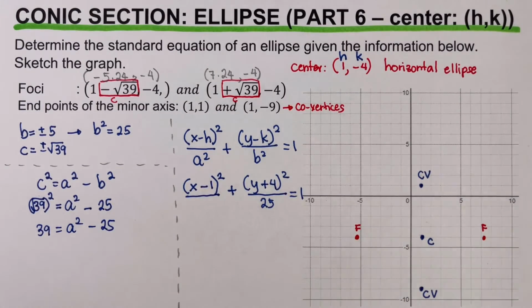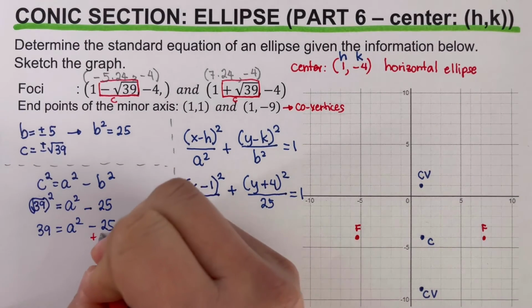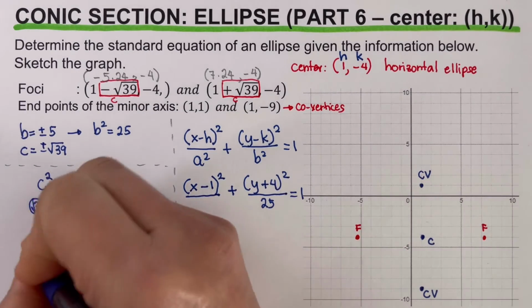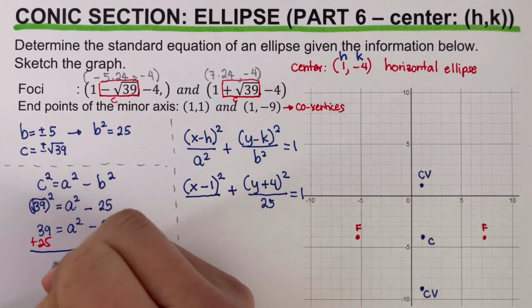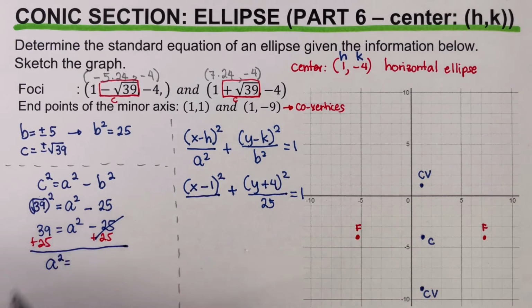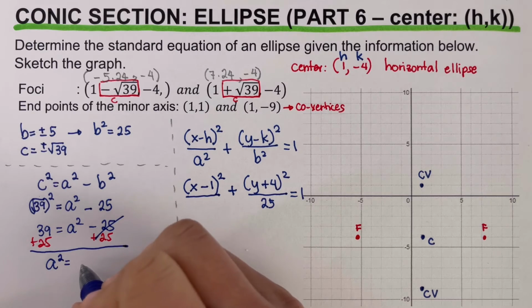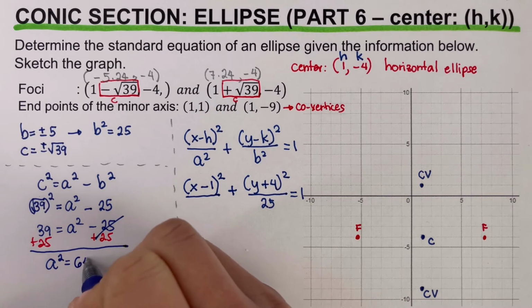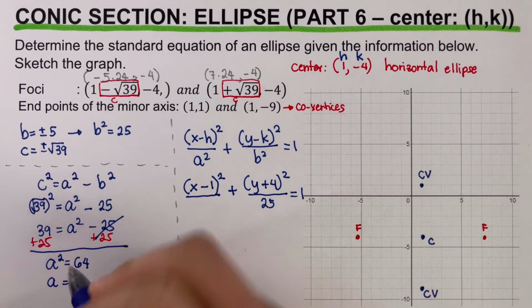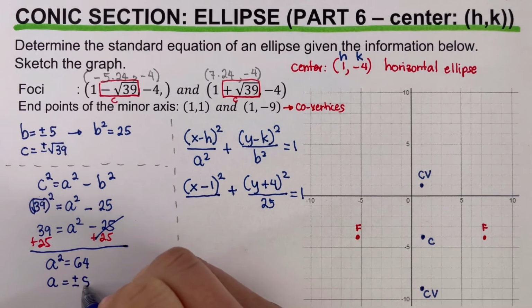So we wanted to solve for a. So we're adding 25 to both sides. So then this gives us a value for a squared, which is equal to 39 plus 25, which is 64. So I'm going to write that down here. So this tells us that our a is plus minus square root of 64, which is 8.